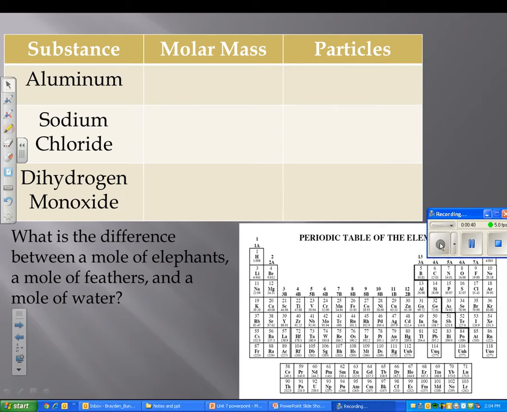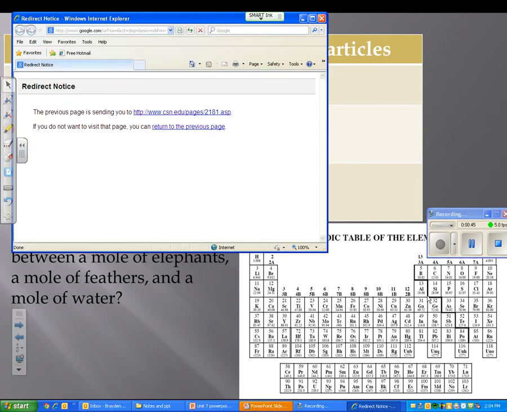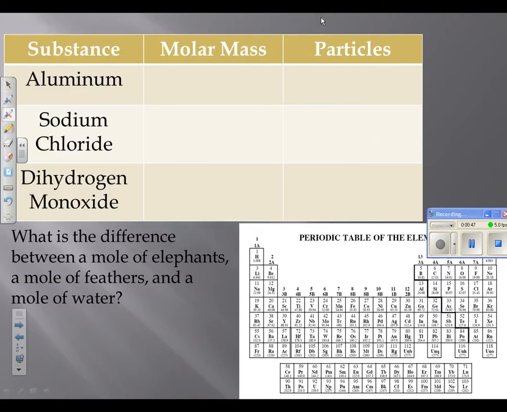So aluminum, the molar mass for aluminum, we take a look at the periodic table. We see that aluminum has a molar mass of 26.98 grams per mole. Well, anytime we see particles, we need to use Avogadro's number and make sure you're using that E that we've talked about all year for the particles.